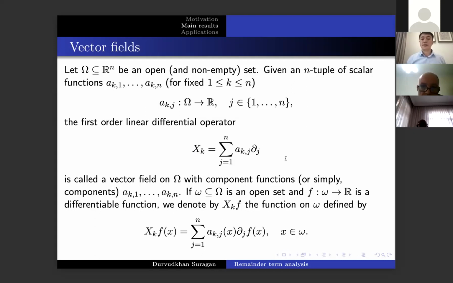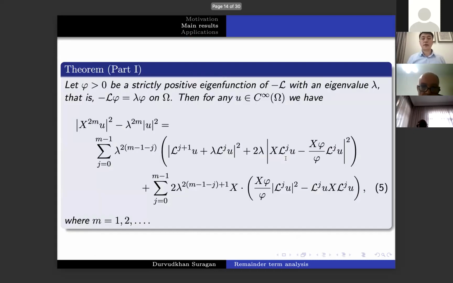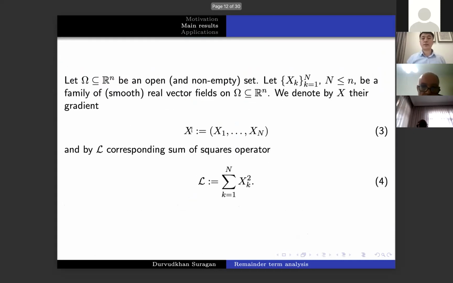In that case, instead of this gradient, we have the usual standard Euclidean gradient. So everywhere we have just the derivatives. Of course, we should assume in that case that the capital N is equal to the small n, and the corresponding sum of squares operator will be the Laplacian.